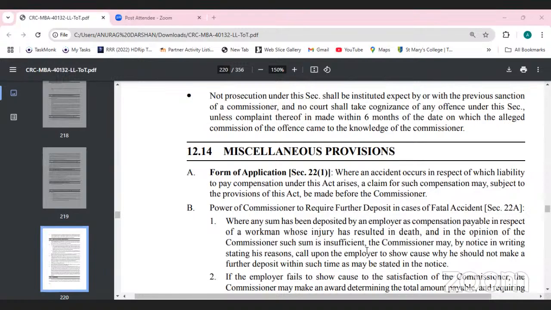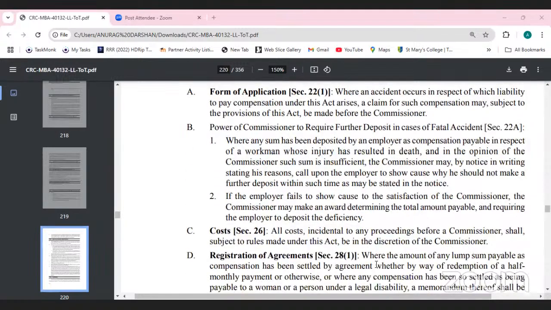And if the employer fails to show cause to the satisfaction of the commissioner, the commissioner may make an award determining the total amount payable and the amount which has to be deposited by the employer for whatever deficiency is there. All costs incidental to any proceedings before a commissioner shall be subject to the rules made under this Act, and will be at the discretion of the commissioner.